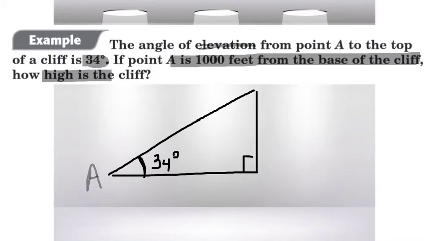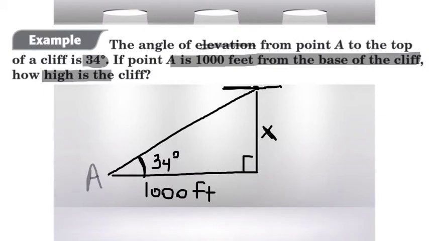Okay. We also know from point A to the base of the cliff is 1,000 feet. And this is where the edge of the cliff is right here. Okay. And if we had earlier, we had our little horizontal line in there, but this is the cliff right there. We want to know how high the cliff is. So in other words, x.